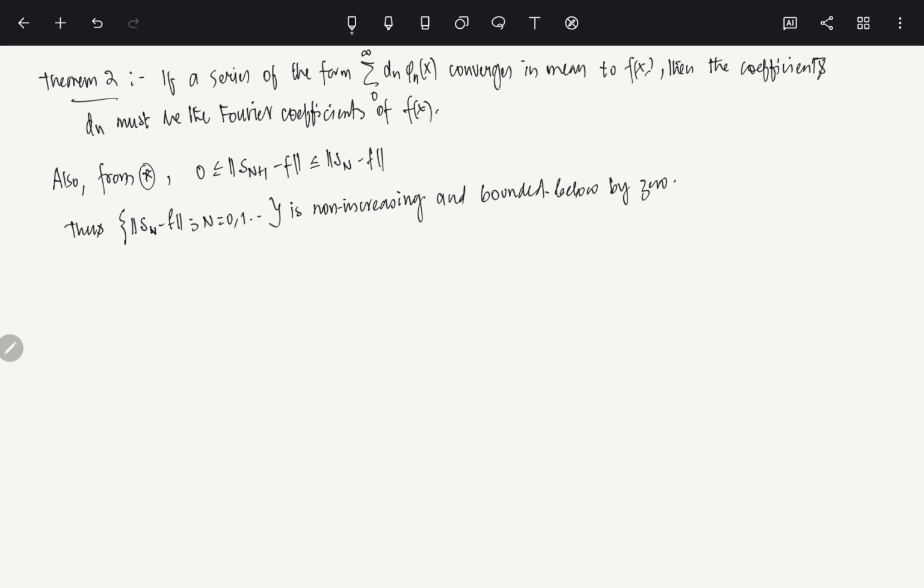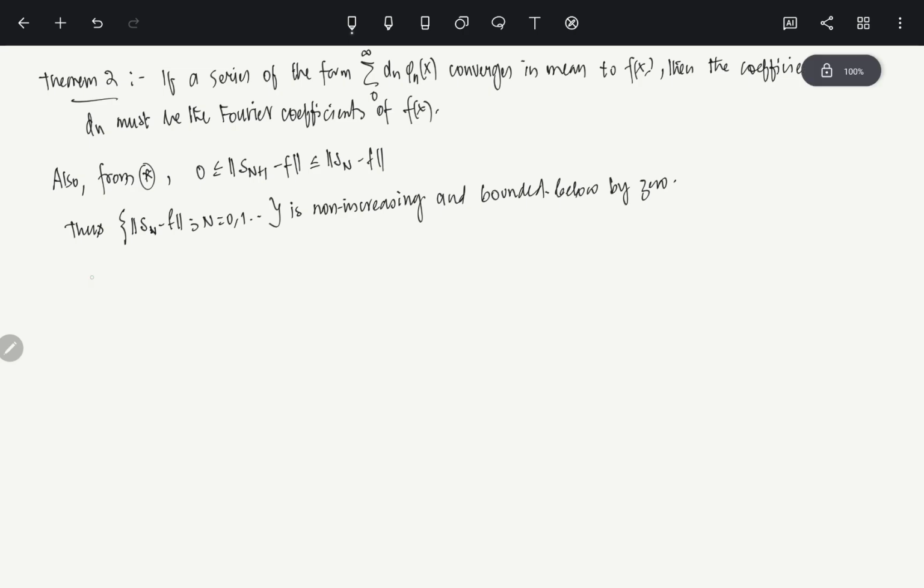What does it mean? It means that it must converge, right? And if it converges to 0, then of course the Fourier series of f converges to f of x in mean. If the sequence Sn minus f converges to 0, then in that case we say that the Fourier series converges in mean.